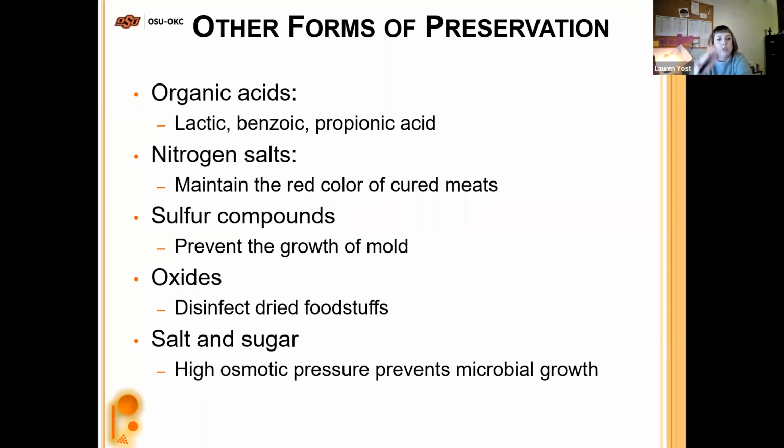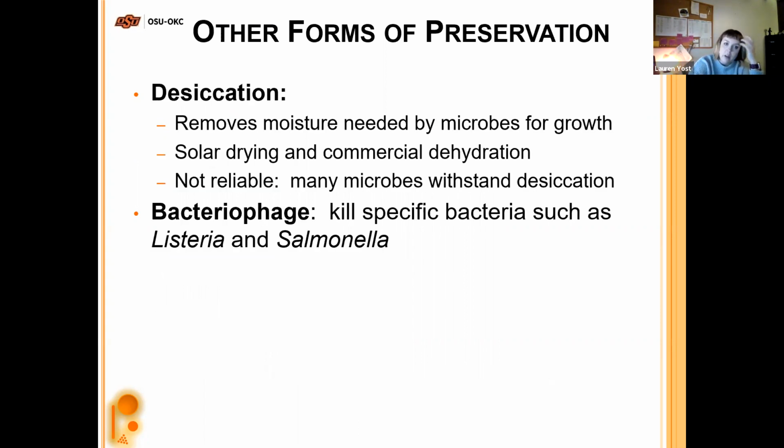So if you have like a jam that's a lot of sugar in it, like people will make jams or preserves, strawberry preserves or whatever, there's a lot of sugar in that. So it has a high osmotic pressure, when we talked about things going in and out and osmosis and all that. So all that sugar on the outside will cause the microbes to die because they're going to get sucked dry by their environment. So we also have desiccation, which is just drying the thing out, but it doesn't always kill the microbes. And bacteriophages can be specific to target certain bacteria to kill them.